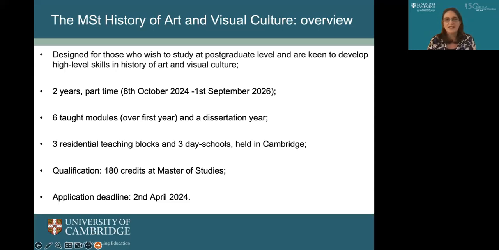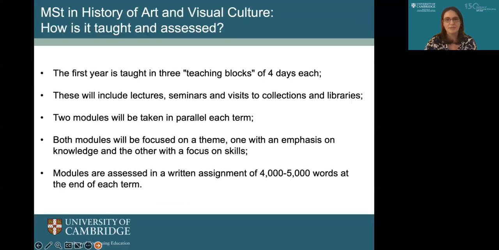The qualification gives you 180 credits at Master of Studies level, and the deadline for this year is the 2nd of April. I get a lot of emails asking whether it's beneficial to get an application in before that time, and I always say no, not necessarily. So you do really have up until the 2nd of April to send in your applications. So you've got time to think about your applications properly.